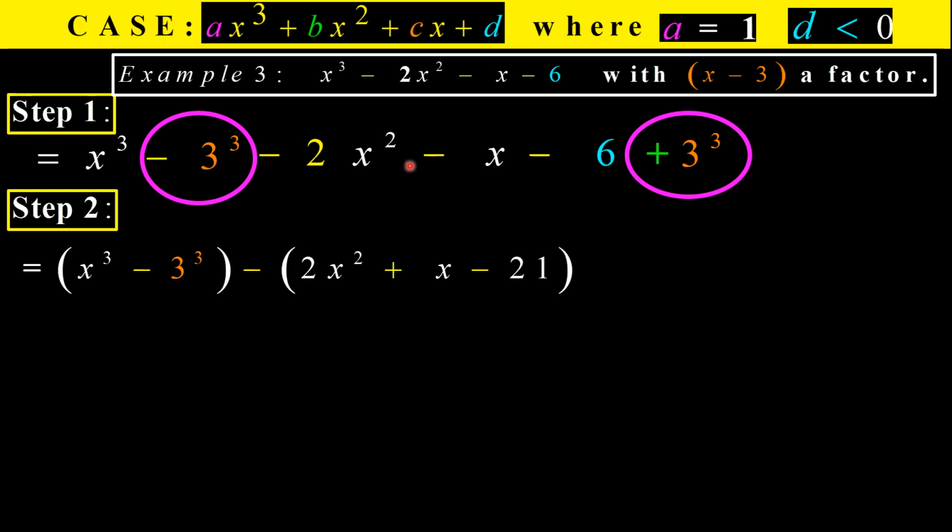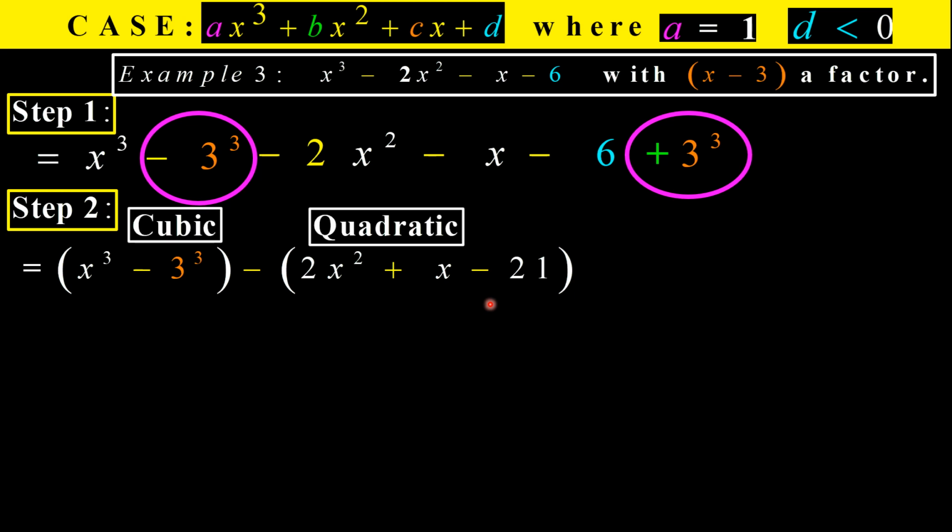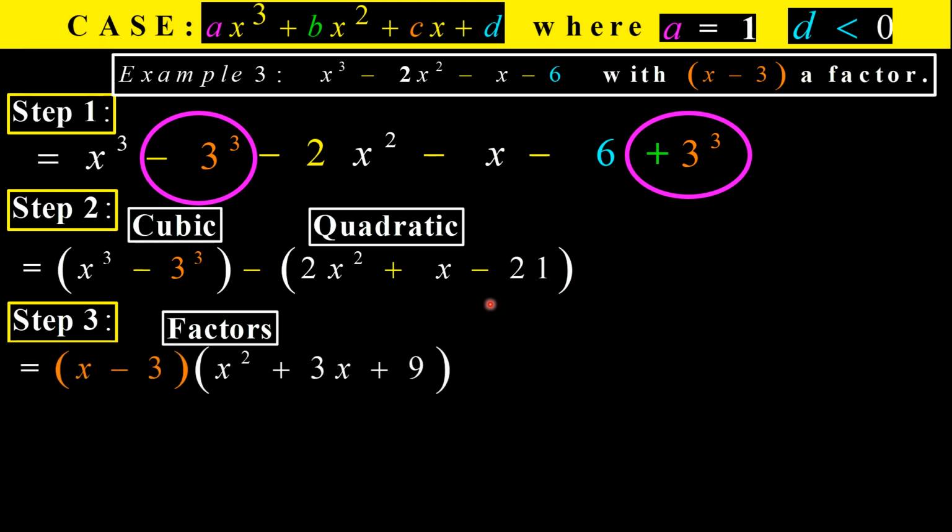But because I've got a lot of negatives, I just take the negative sign out. So that's going to be negative 2x squared. That's going to be positive x. And that is negative 6 plus 27, which gives me positive 21. But because I took the negative out, it becomes negative 21. Okay. Now the only thing I need to do now is to get the factors. So I get the factors of the cubic, and I'm going to take the factors of the quadratic, right? Let's just check.